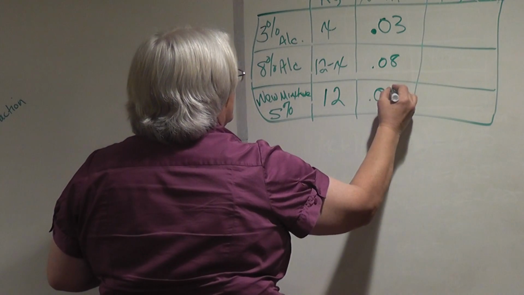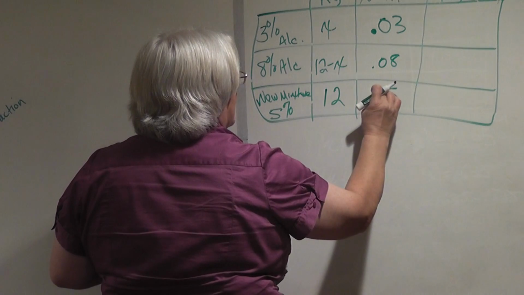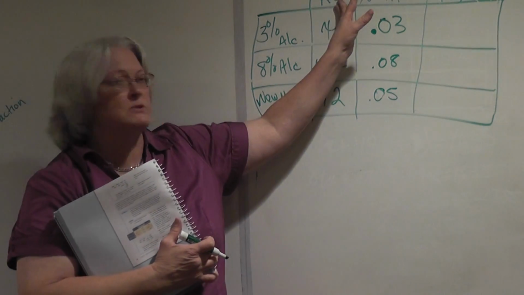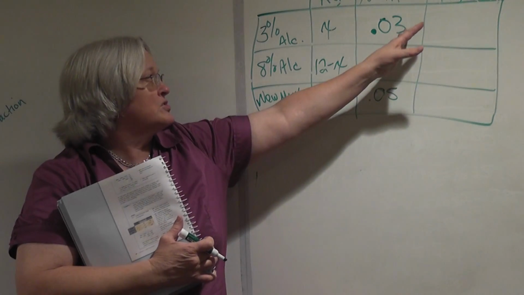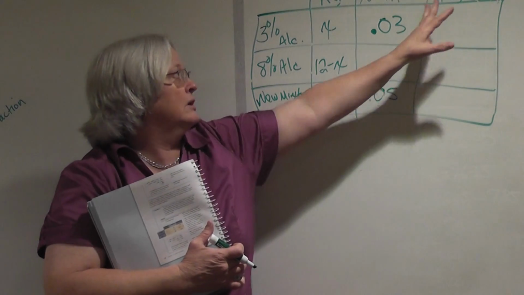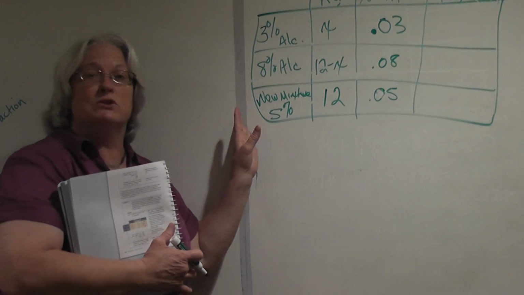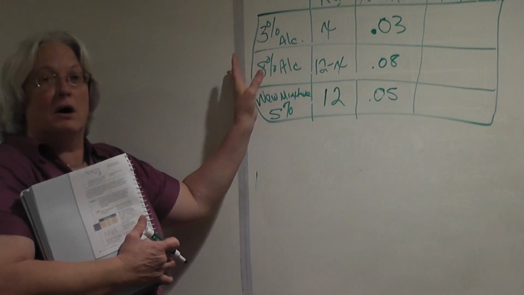0.5% is 0.05. Now, if we know the kilograms of solution, we know the percentage of alcohol. How do we calculate the kilograms of alcohol that there are of each of these three separate concentrations?